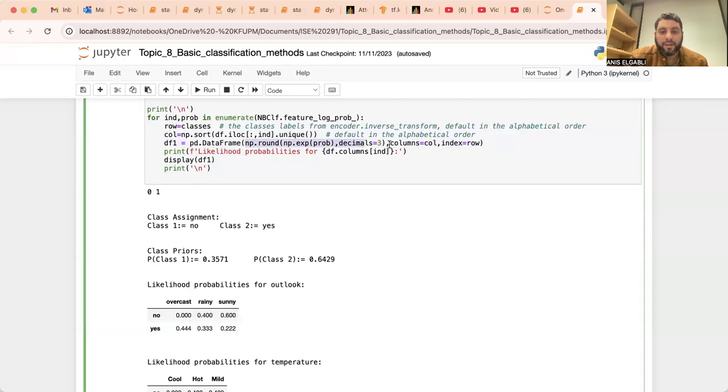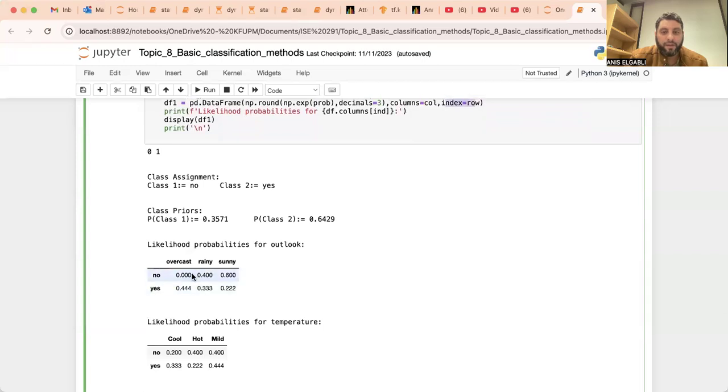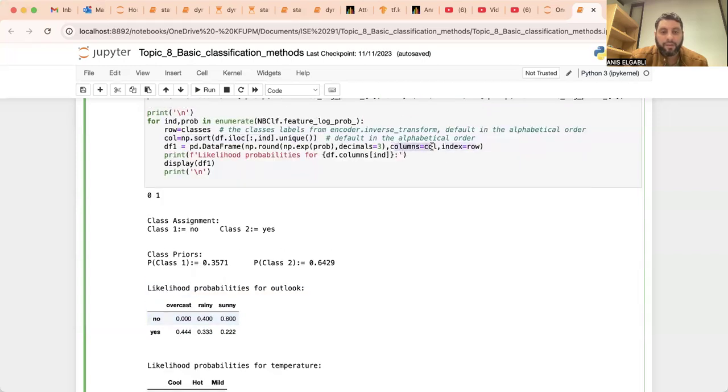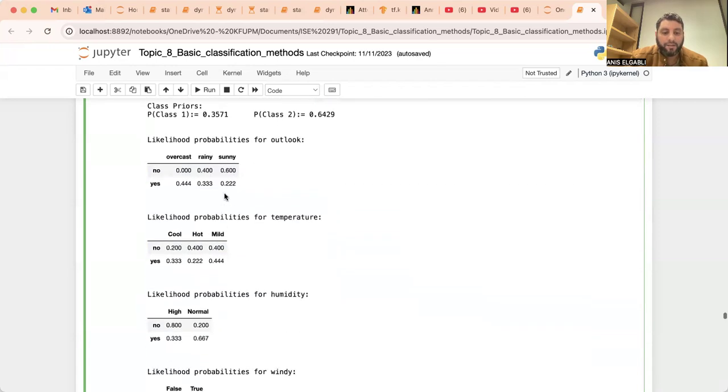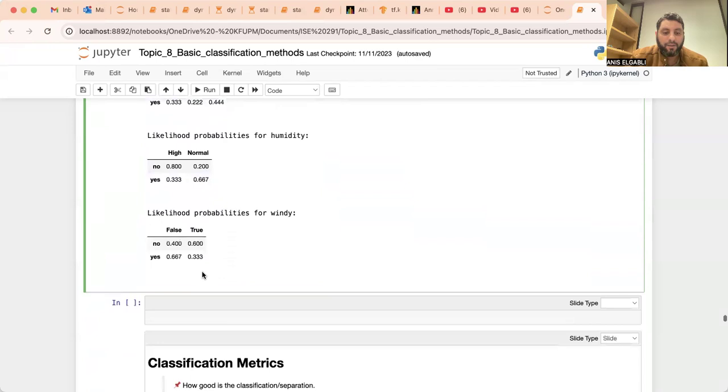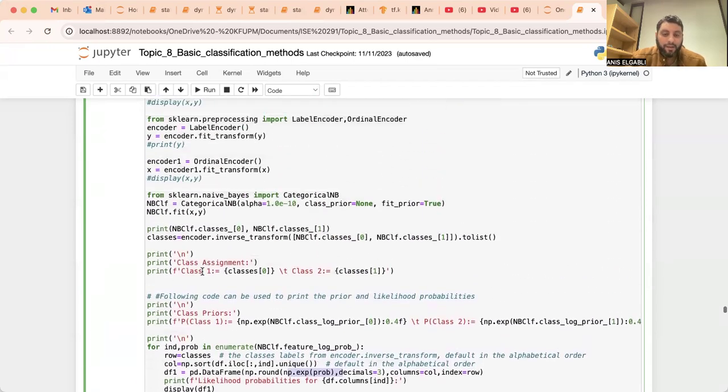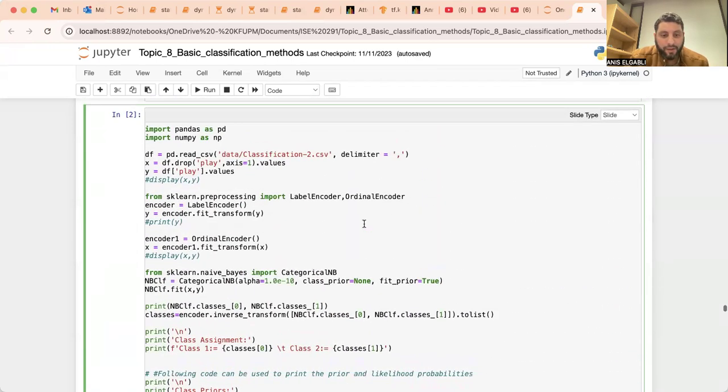Simply the values are the probabilities, rounded, okay? And that's it. So for every feature, the columns are defined by the unique values of the feature, and the rows, or the indices, are defined by the classes. Okay, and the values are the probabilities. That's it. So these are all the likelihood probabilities. Okay, that is for the naive Bayes classifier.